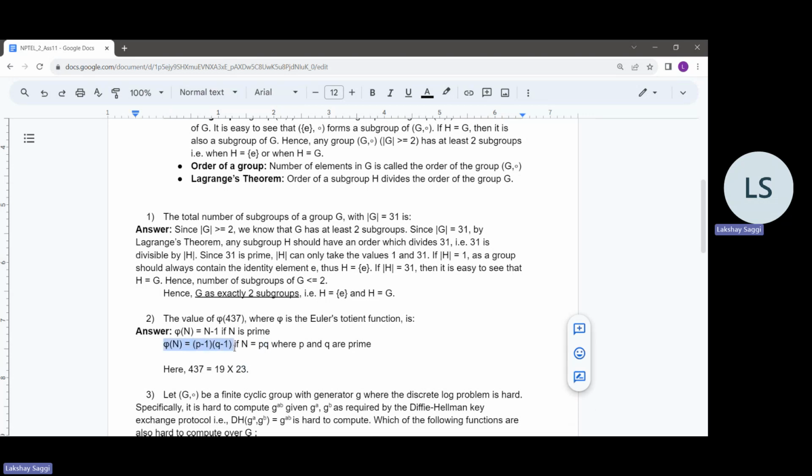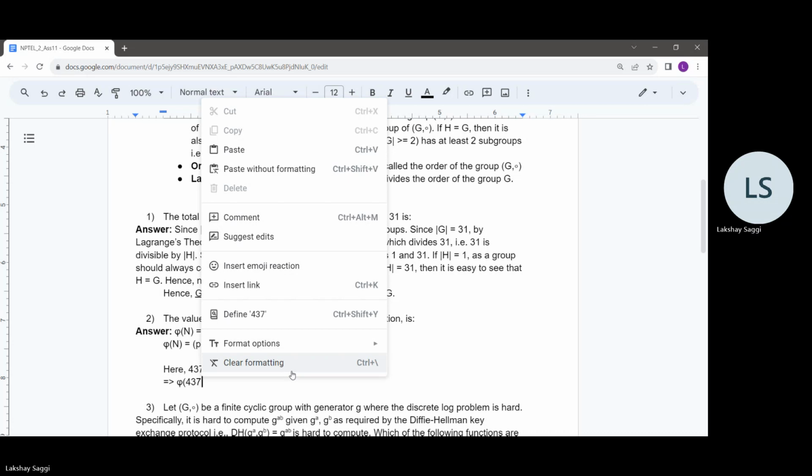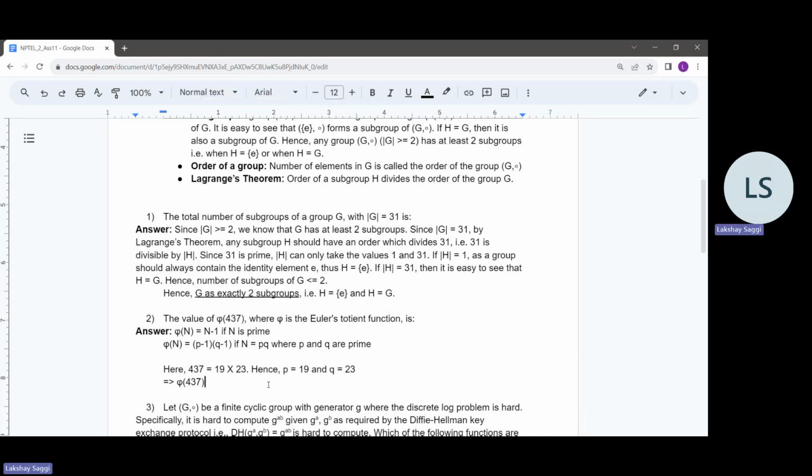So what will be the value of phi of n? It will be p minus 1 times q minus 1. So hence p is equal to 19 and q is equal to 23. So what does this imply? This implies that phi of 437 is equal to p minus 1 times q minus 1, where p is equal to 19 and q is equal to 23. So it will be 19 minus 1 times 23 minus 1.